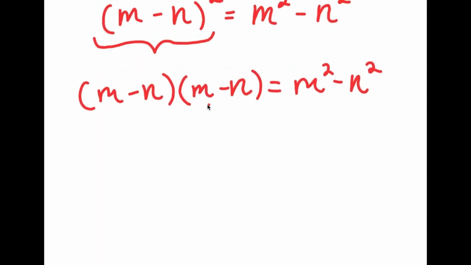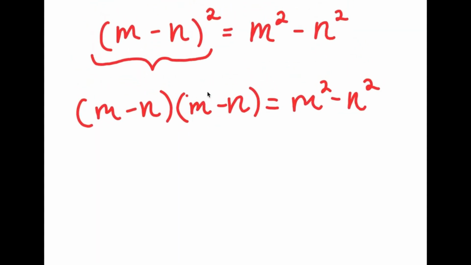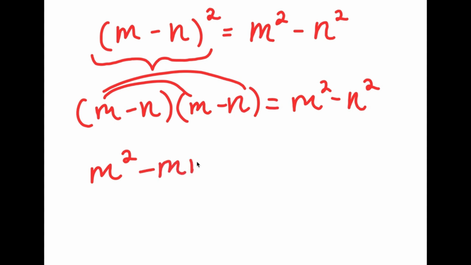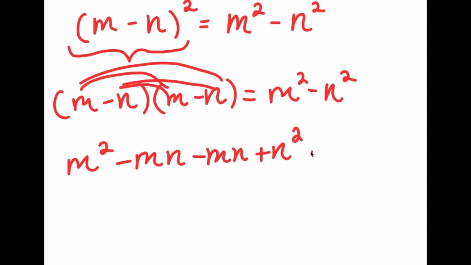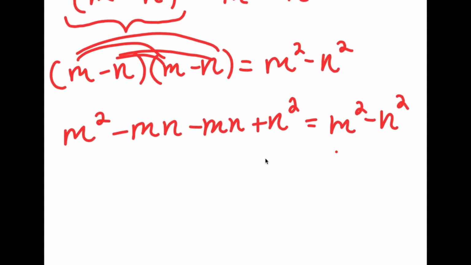Now from here, I'm going to expand this by multiplying these two. So to multiply these two, I'm going to first start by distributing the m. M times m is m squared. M times negative n is negative mn. Now I'm going to distribute the negative n. Negative n times m is negative mn. And negative n times negative n is positive n squared. So I have this is equal to m squared minus n squared.